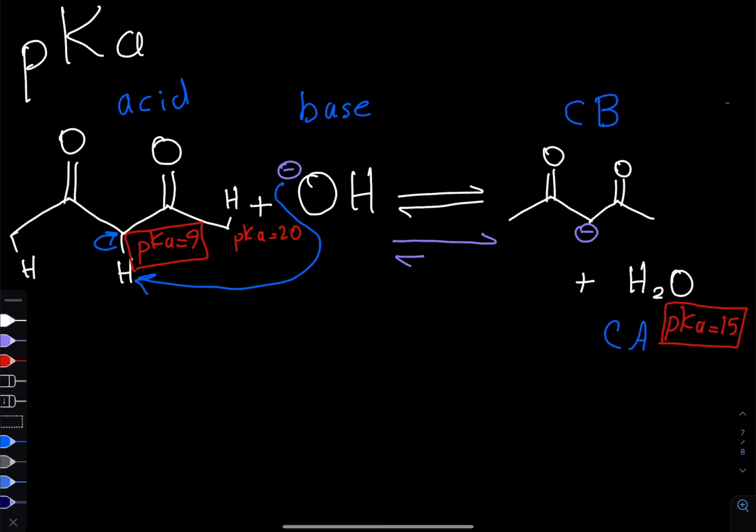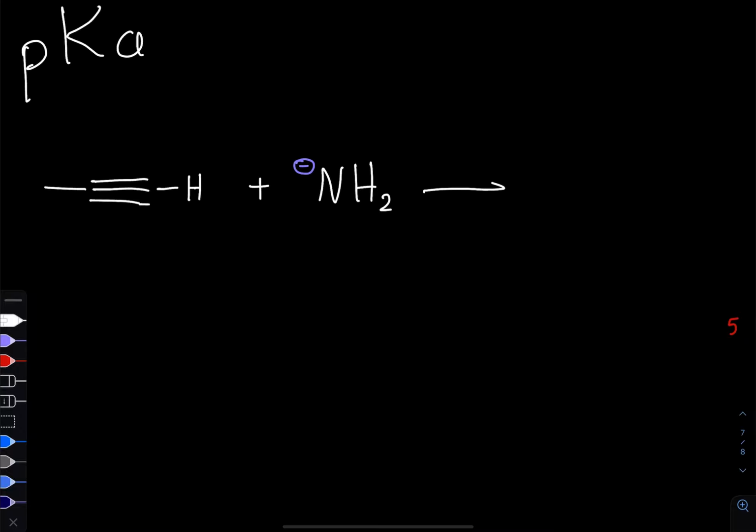So now let's talk about the same type of question, but a different example. Let's say we are given an alkyne, so a triple bonded molecule. And this is going to react with NH2, known as amide, or you can call it azanide as well. So if you react these two, first of all, find the most acidic proton in the acid. So this is going to act as the acid. This one has a negative charge, so it's going to be the base.